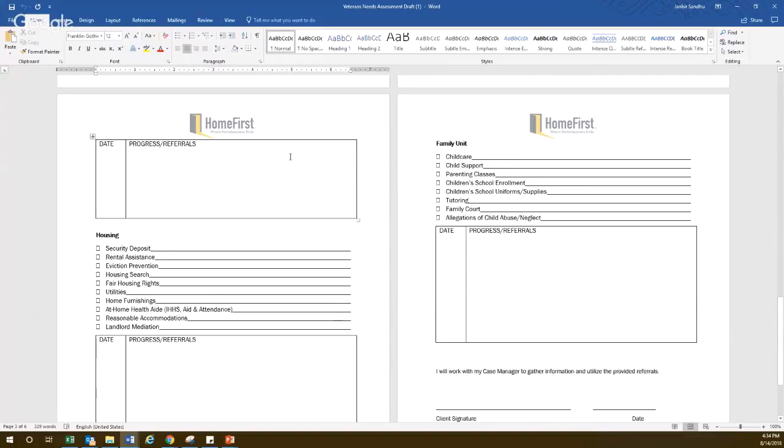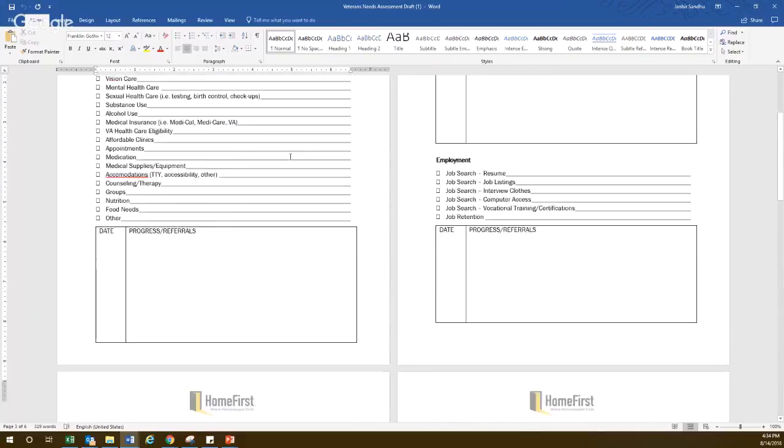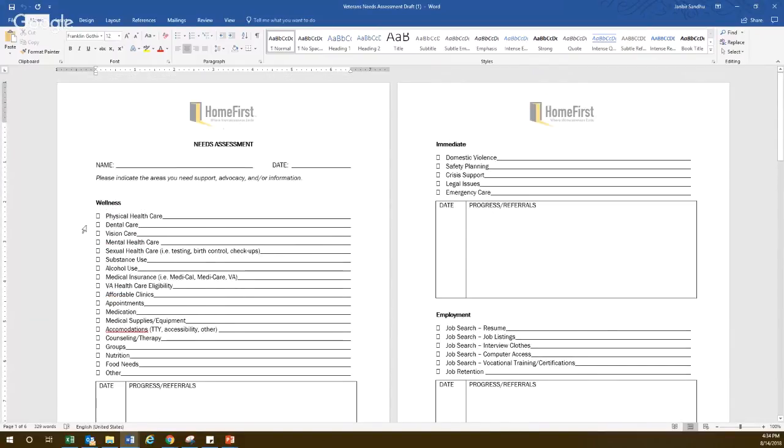So all of this information is collected in a needs assessment form, and you can see there are boxes for the individual to check off so they can identify their needs. There's space for the case manager to really identify and define what that need is quickly, and for the individual to write in here what that need is specifically.